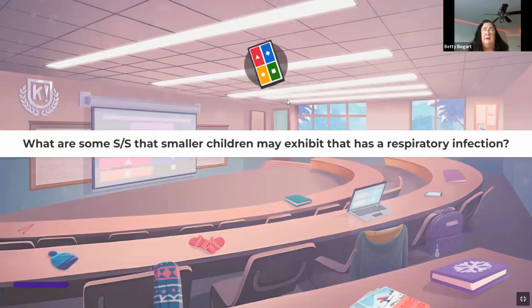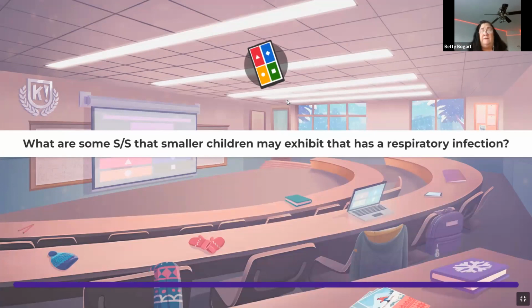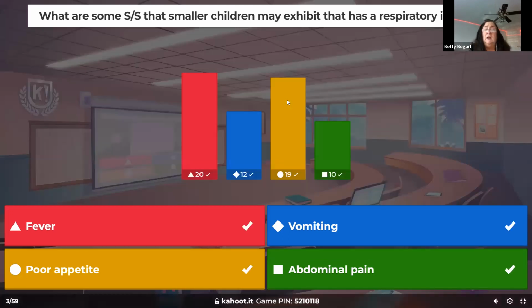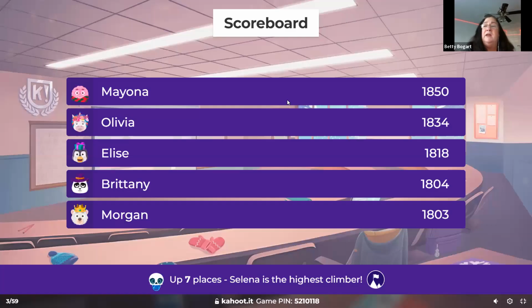I'll multi-select. What are some signs and symptoms that smaller children may exhibit that has a respiratory infection? A little bit of all of them, right? I said maybe you only see a fever and not eating. You might see a vomit, but sometimes it's very subtle. I think that not eating is the number one that you do see.